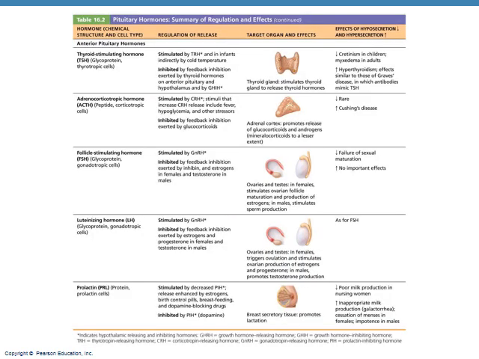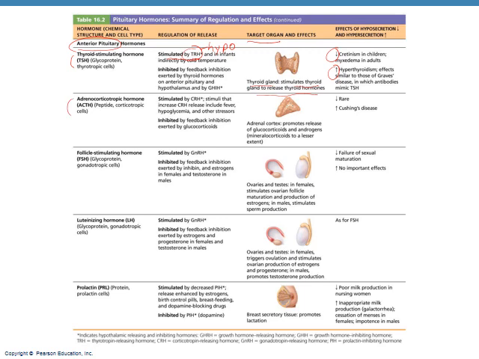Much more detail on this picture, right? So here's thyroid stimulating hormone. We know it comes from the anterior pituitary. What stimulates thyroid stimulating hormone to be released? It's TRH, or thyrotropin releasing hormone. Remember that comes from the hypothalamus. Where does thyroid stimulating hormone go? It goes to the thyroid, and it causes the thyroid to release thyroid hormones. What happens if you have too little? What happens if you have too much?